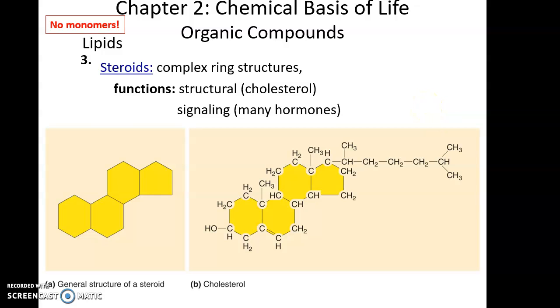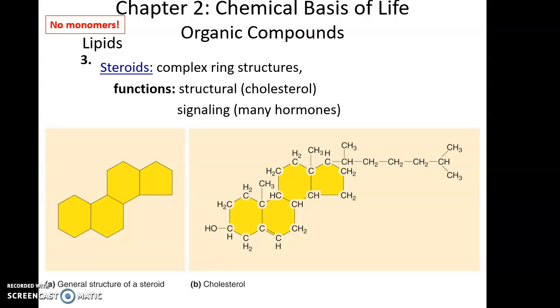The third kind of lipid is the steroids. Steroids do not have glycerols. Steroids do not have fatty acid chains. Steroids instead are complicated ringed structures. Lots of carbons, lots of hydrogens, and that's pretty much it. The most common, most famous of the steroids is cholesterol. Cholesterol is a steroid, as we can see here in molecular formula, structural formula.